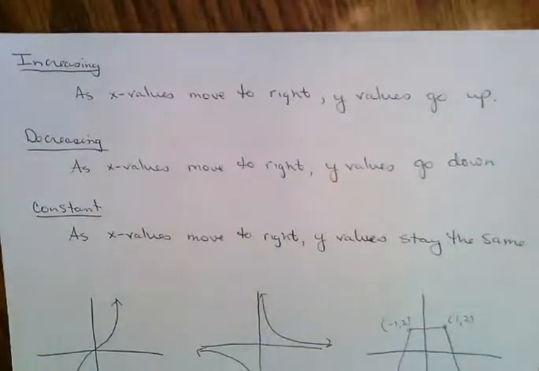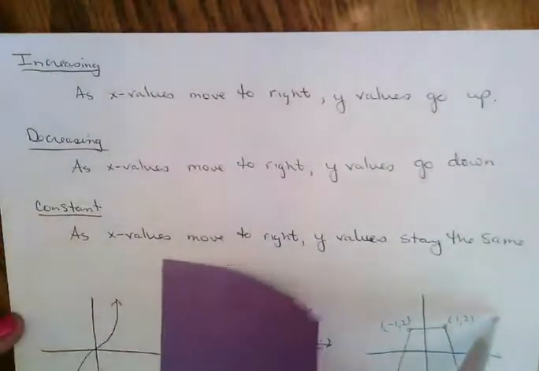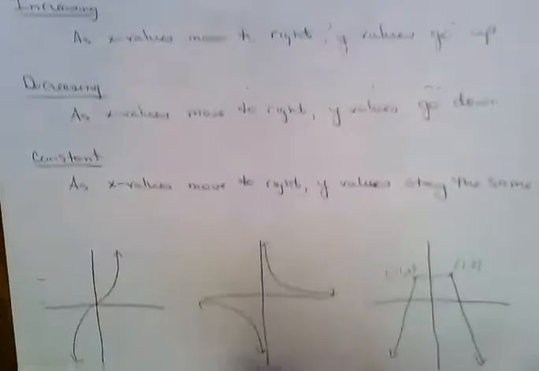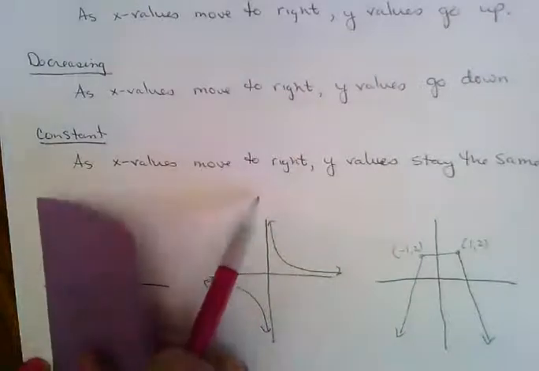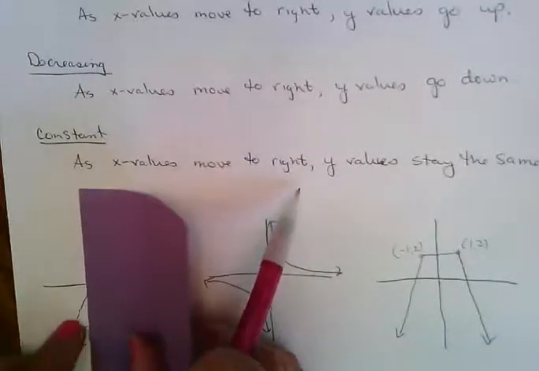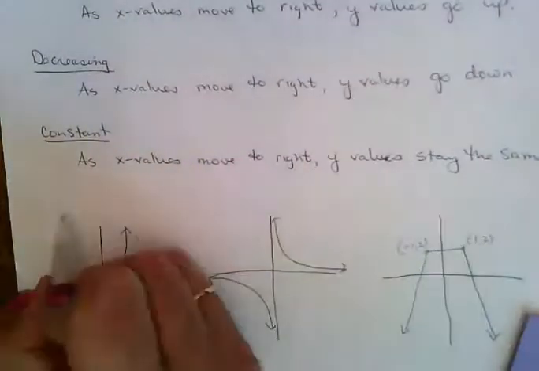Increasing and decreasing and constant just means as I go from left to right. So as I move to the right again, are the y values going up? Are they going down? Or are they staying the same? So if you look at the first example I have here, as I move to the right, again, if you need the card, you certainly can use this card. As I go to the right, you'll notice my y values are going up, my y values are going up. So this is an increasing graph.